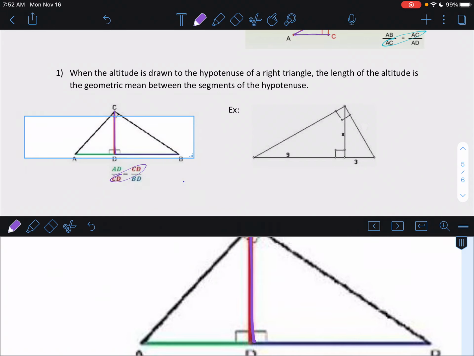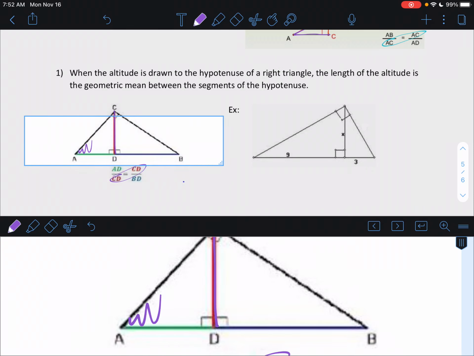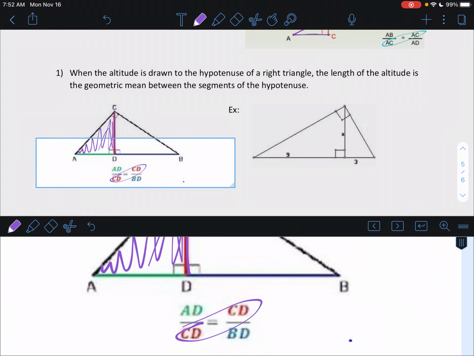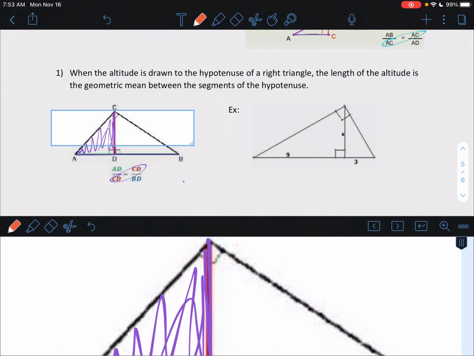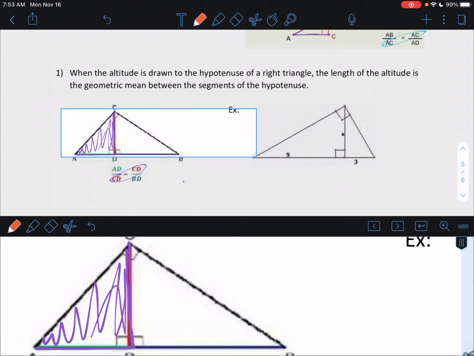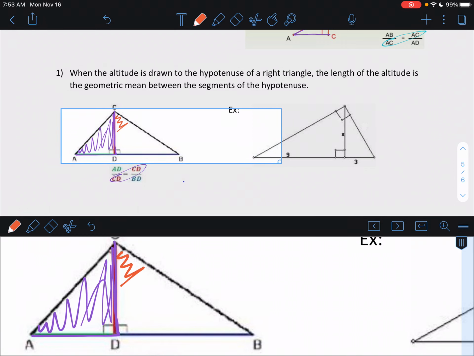And we can see the proportions they set up here. If we pay attention to just the smaller triangle here, they have AD over CD, so that's the short leg over the long leg, is proportional to CD over BD. Those are both in my larger triangle. Or I guess I should say the medium triangle, because it's not the largest triangle. The largest triangle is the entire thing.